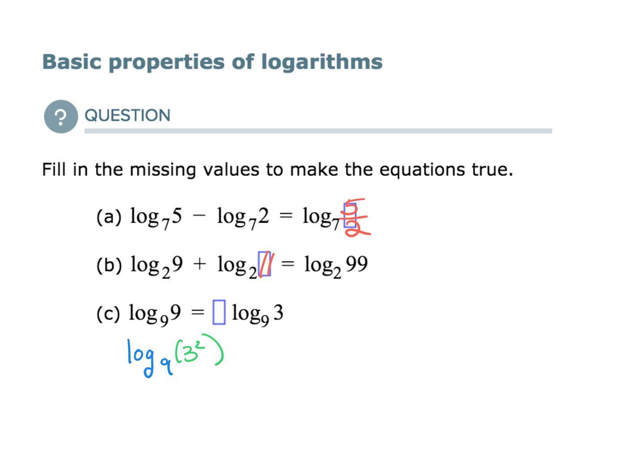And then I can use this property that this exponent, that's a 2, can come out of the logarithm to become multiplication. So this goes right here. So this equals 2 times log base 9 of 3. So a 2 goes right here.